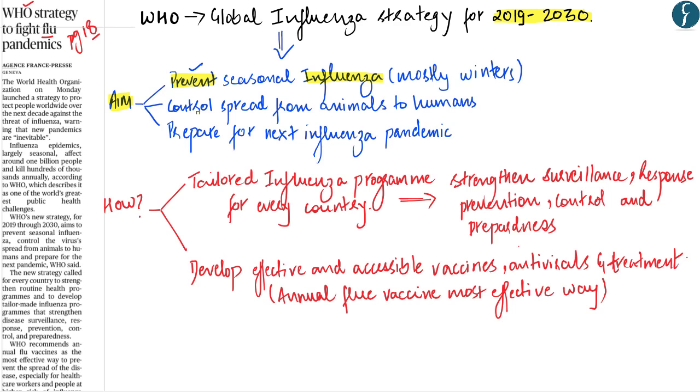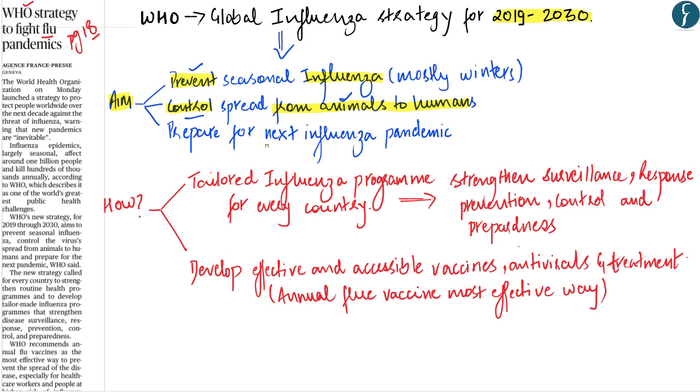The second aim is to control the spread of influenza from animals to humans. Now, the influenza virus actually originates in animals like birds, pigs, etc. Hence, the main carrier, or the main reason why humans get this virus, is because it is transmitted from the animals itself. Hence, WHO wants to control the spread of this influenza virus from animals to humans.